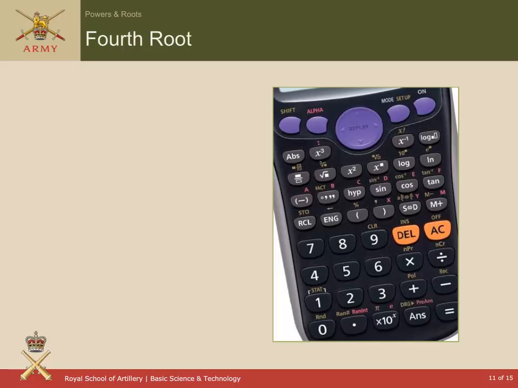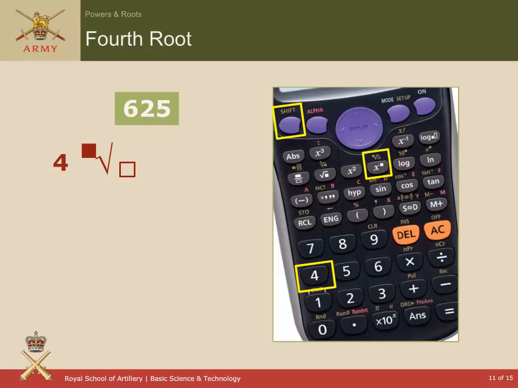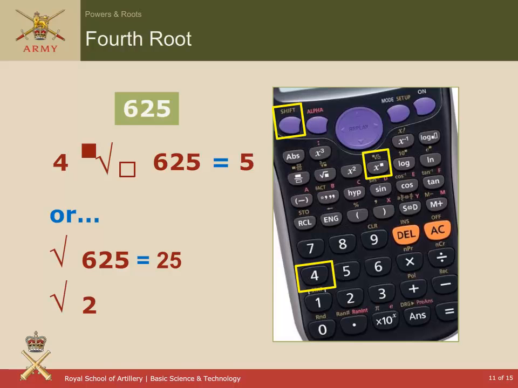So if you wish to find the fourth root of 625, we press 4 to start with to show we're taking the fourth root. We then press the any root button and enter 625, and then we just press the equal sign and we get the answer 5. You could take the square root twice. Square root of 625 and take the square root of the result. It'll give you the same answer.